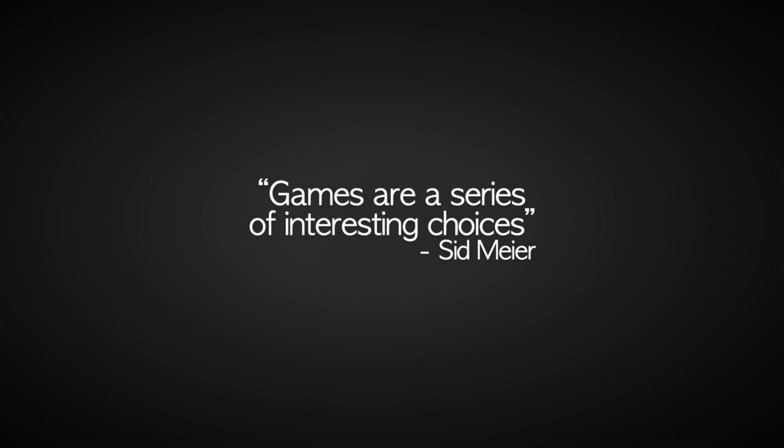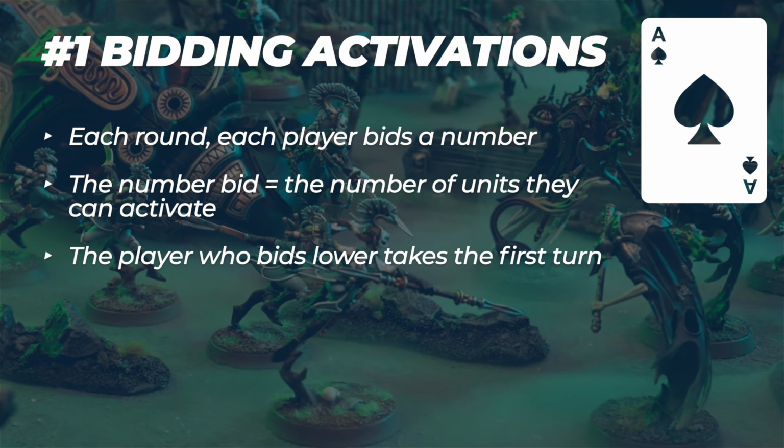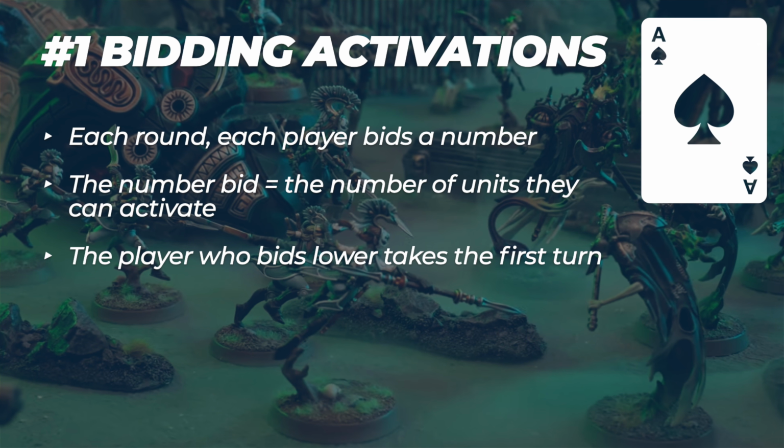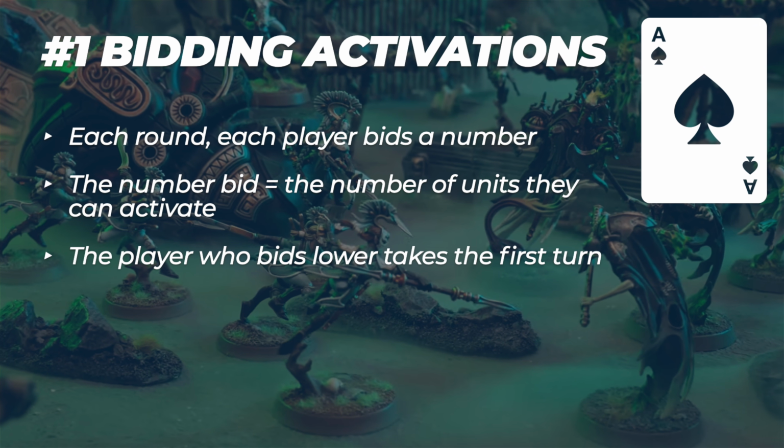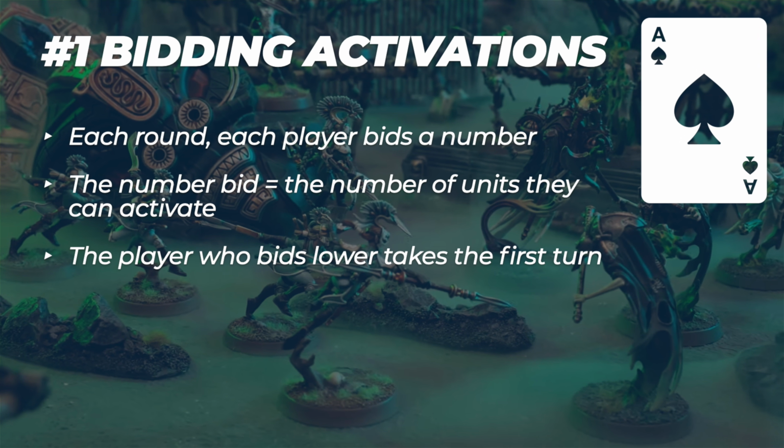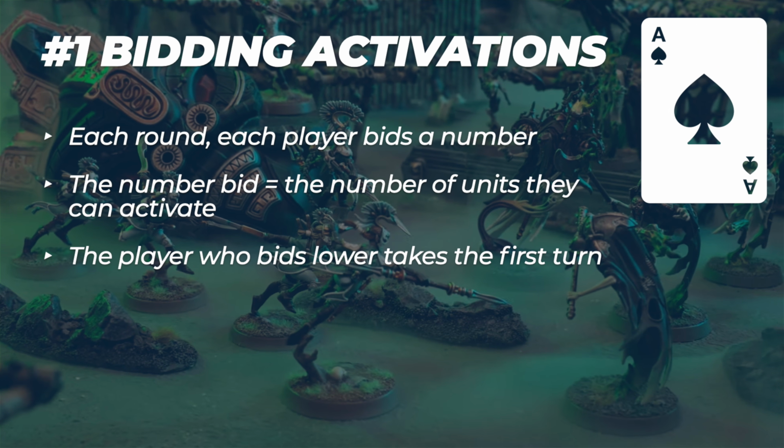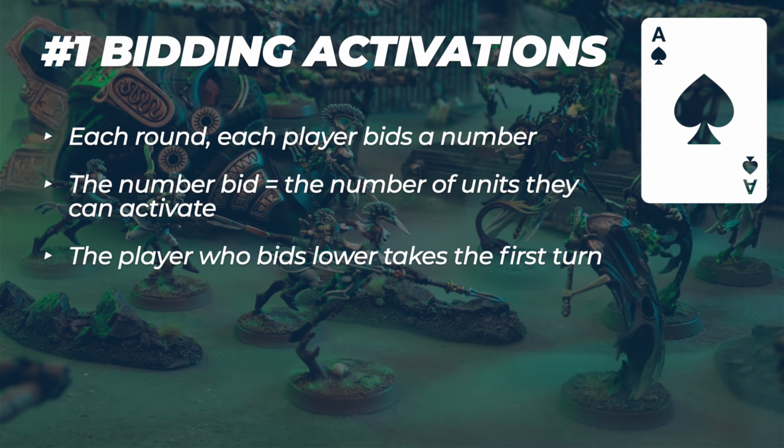I said in my last video, I love the Sid Meier quote, "Games are a series of interesting choices." And this tries to put an interesting choice to the very heart of activating. And it does so by presenting a dilemma to the player. Acting first is in your interest, but so is acting with more units. So what number do you pick?